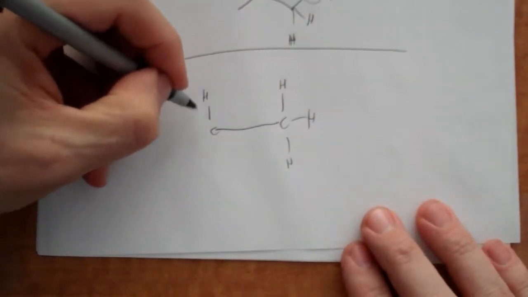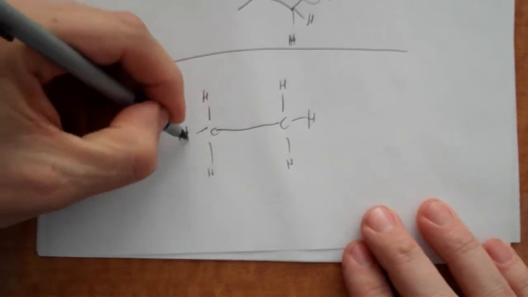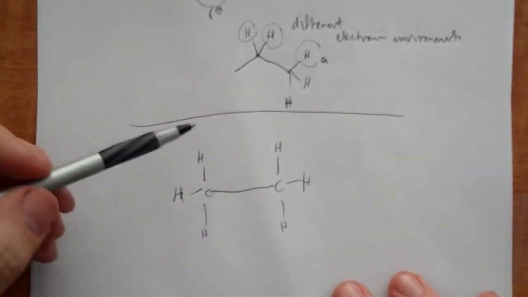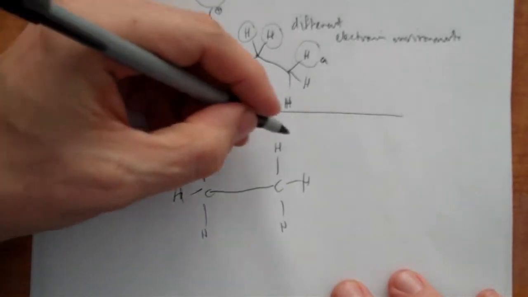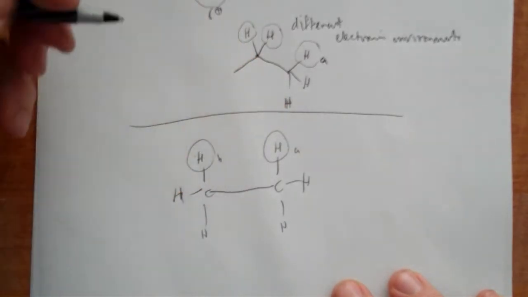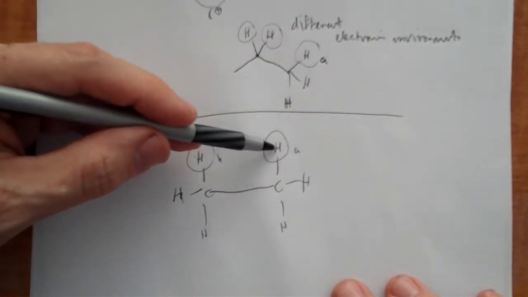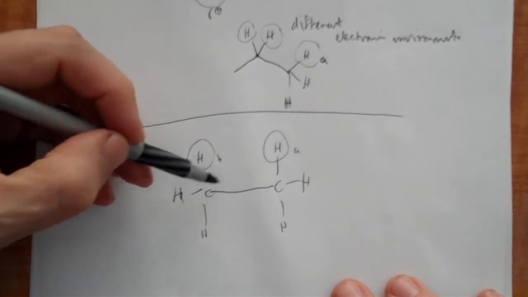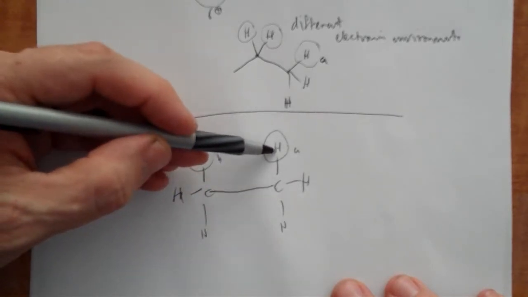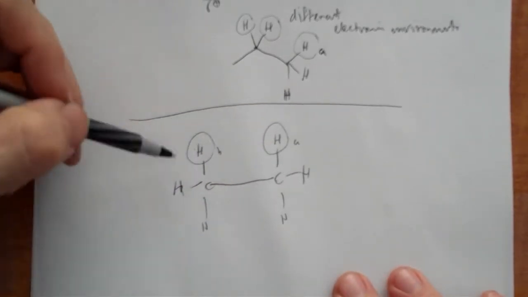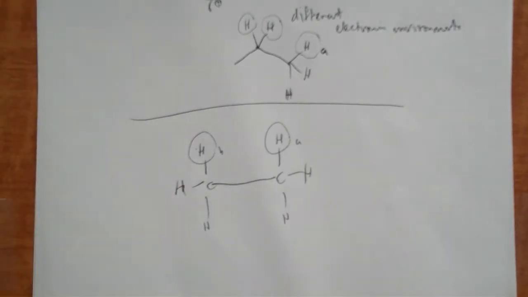So in ethane, with the previous definition I gave you, let's call these A and B. B would be a neighbor of A, because it's bonded to the carbon, which is bonded to the carbon on which hydrogen A is. However, since they're the same, they're not considered neighbors.